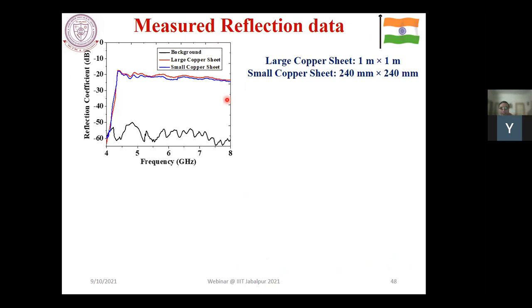By using the VNA, then you put a very large metallic sheet. Why? Because if you put a very large metallic sheet, there will not be side edge reflection or scattering. Number two, metal is a perfect reflector, so whatever wave is incident will be reflected back, basically exhibiting some kind of identical responses.